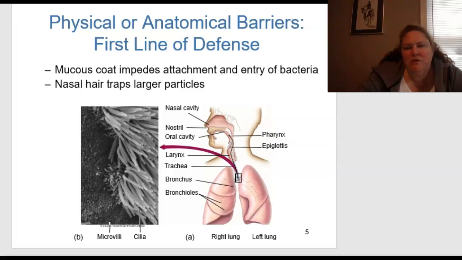So we also have mucus coats, and these are going to be impeding the attachment and entry of bacteria. So basically, if it gets caught in your snot, it can't get into your respiratory system. And that's what this basically boils down to. Our nasal hairs are going to help to trap those larger particles, okay?